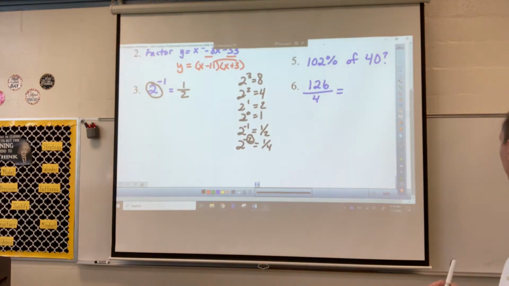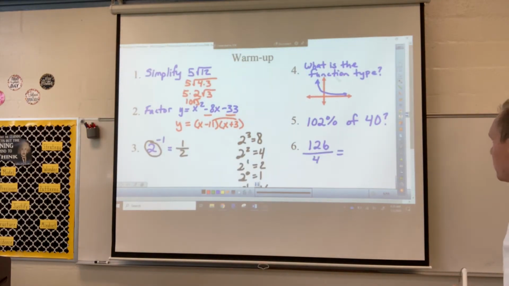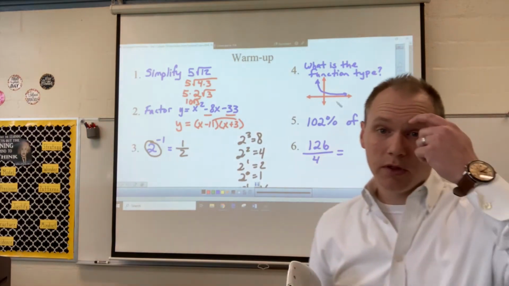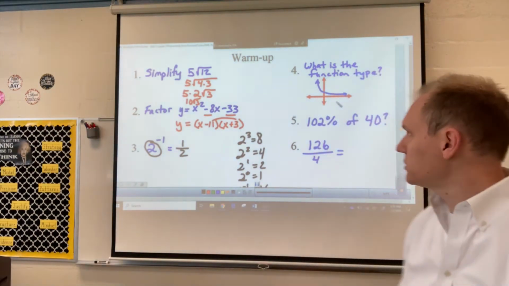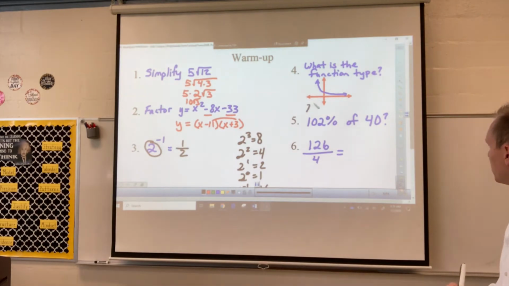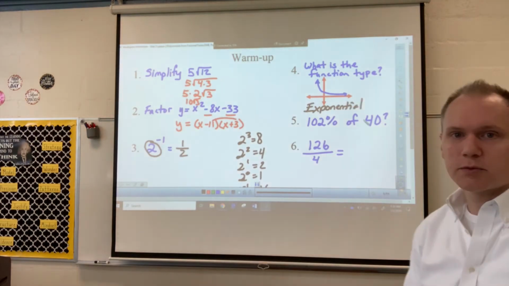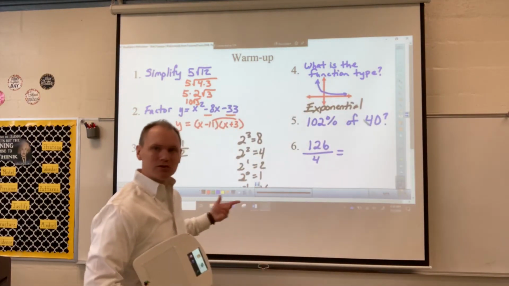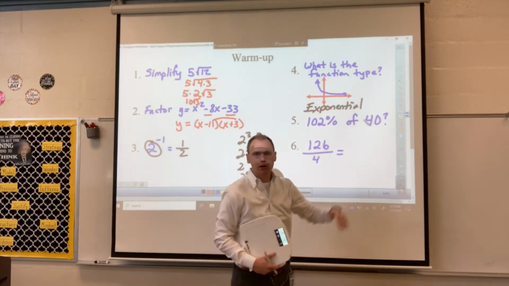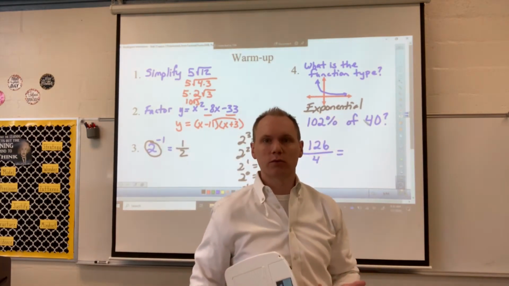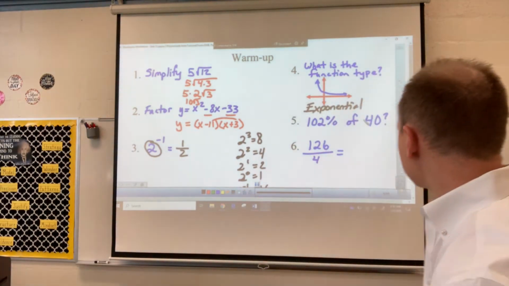Okay, so from there, let's go on to number 4. Which function type is this? I believe maybe 2 or 3 videos ago we talked about function types in general. This is what we call an exponential function. But it's not just any exponential function. This is what we call an exponential decay, and it's decaying, it's getting smaller and smaller and smaller over time. And so that's what we call an exponential decay.